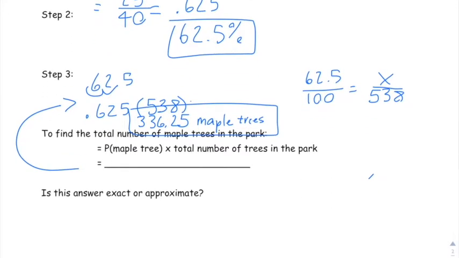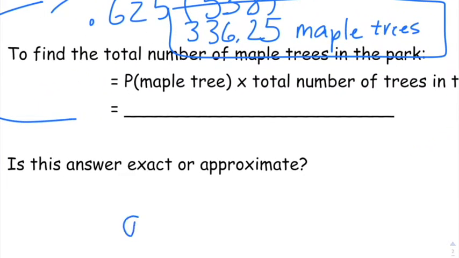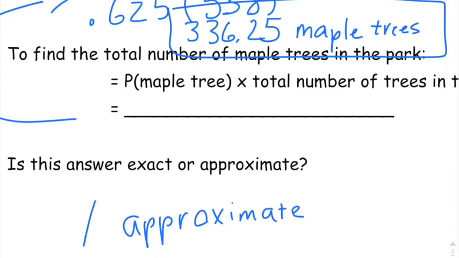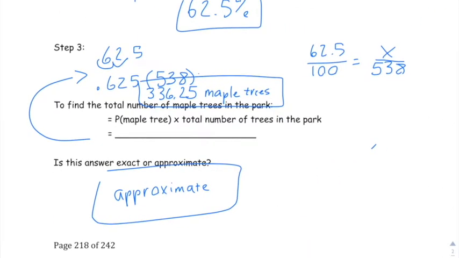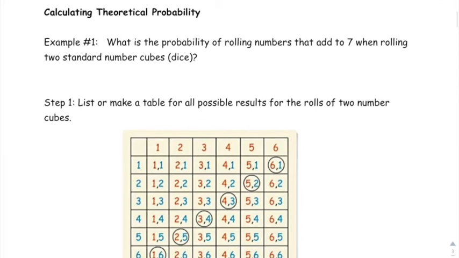Okay, is the answer exact or an approximate? Even if it came out as a whole number, it's an approximate. That's because we didn't go and hand count every maple tree, so we're not actually sure how accurate that number truly is. So we use that so we don't have to go count. So that is probability there in a nutshell.